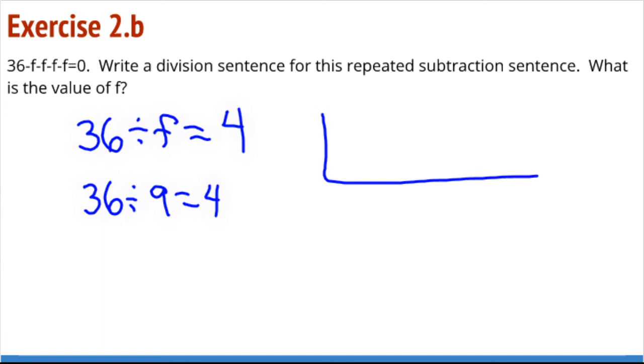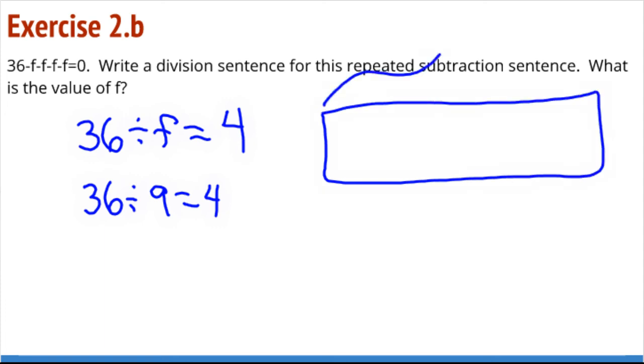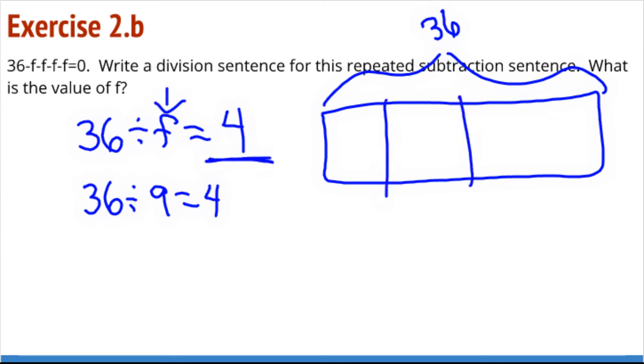And we could draw a tape diagram here and quickly show we've got 36, and we are going to subtract f out 4 times. So I'm going to be making 4 groups out of that 36. So 36 divided by 4 gives me a 9.